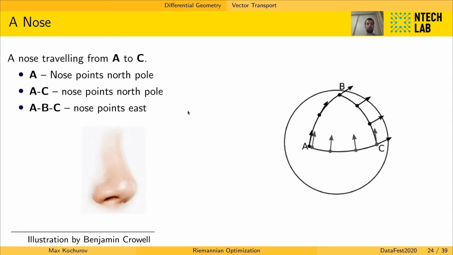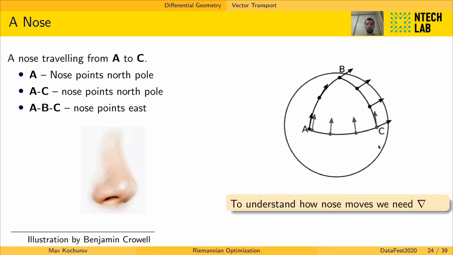We could go the other way, for example, from point A, then point B, and then point C. So you took a longer path. And although you appear at the same point, point C, your nose now does not point north, it points east instead. And that's the big difference, because in Euclidean space we just don't see that effect.